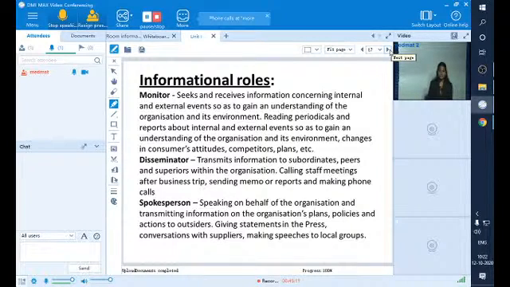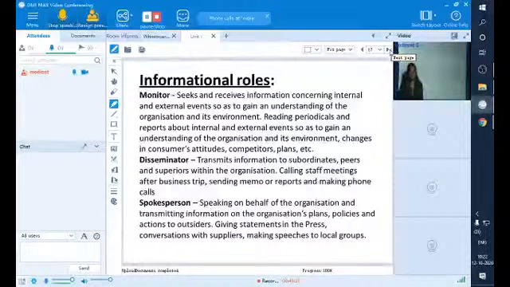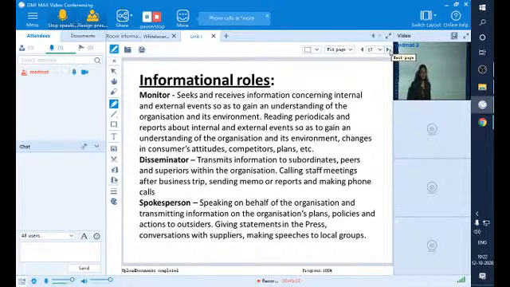Then the disseminator transmits information to subordinates, peers and superiors within the organization. So, calling staff meetings, reporting after business trips, sending memos or reports and making phone calls. He is only giving the information to subordinates, peers and superiors within the organization. Okay, so that is the disseminator.